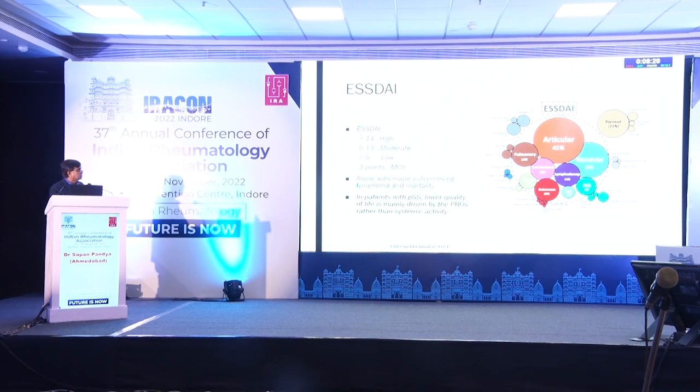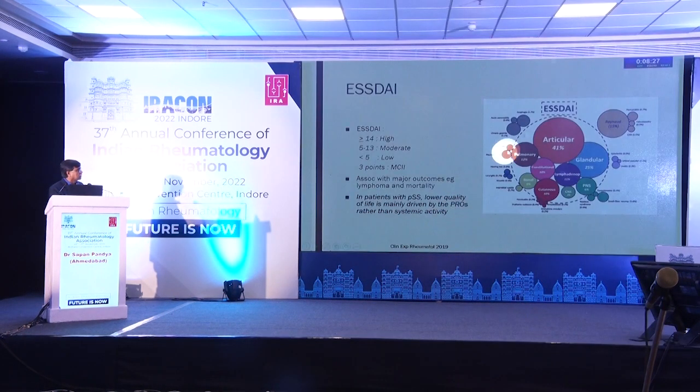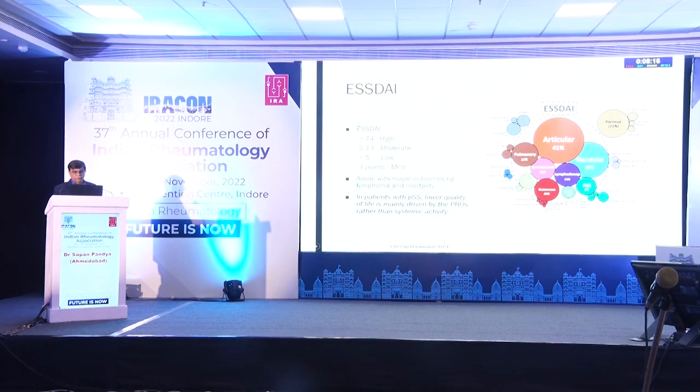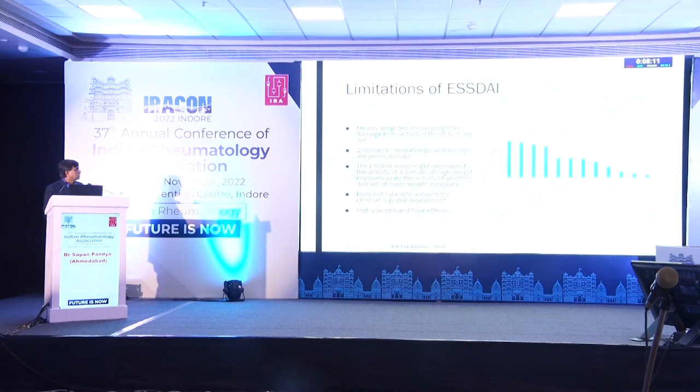Now these are the areas that the ESSDI doesn't cover. So outside the circle, if you see, these are the domains. For example, Raynaud's is not covered, and these domains, if you look at these are not covered in the ESSDI. So this is just one very good photograph that I came across, a cartoon that showed that those domains are not covered. What are the limitations of ESSDI?